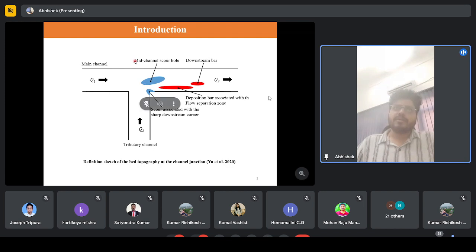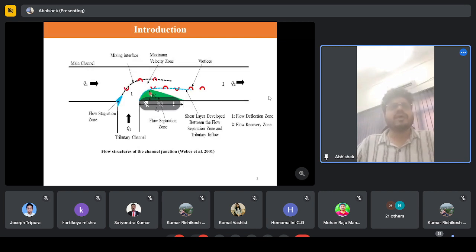This is called mid-channel scour hole. Why is this formed? This is formed because when the two flows meet here, you see there is a formation of the flow separation zone. Because of this, the available width is decreased. Only this much width is now available for the passage of the flow. The quantity has not increased, but the width has decreased.